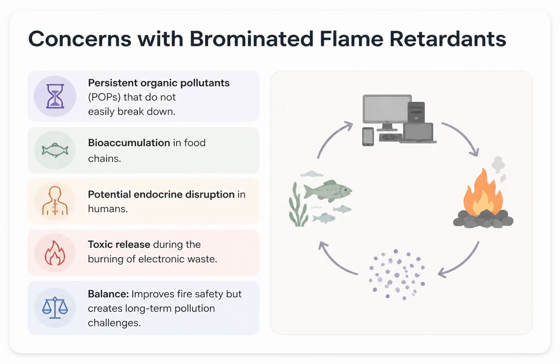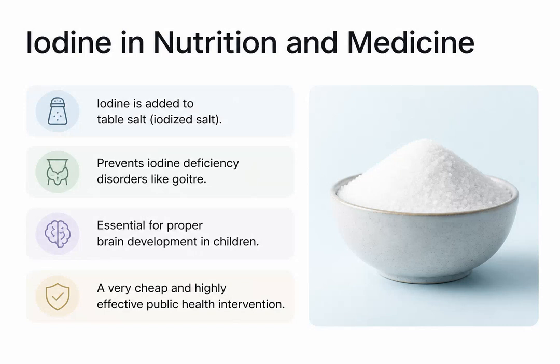While they save lives in fires, brominated flame retardants create long-term pollution challenges. Many of these compounds are classified as persistent organic pollutants, meaning they do not easily break down in nature. They bioaccumulate in the food chain and have been linked to potential endocrine disruption in humans. Furthermore, when electronic waste containing these retardants is improperly burned, it releases highly toxic brominated compounds into the air and soil.